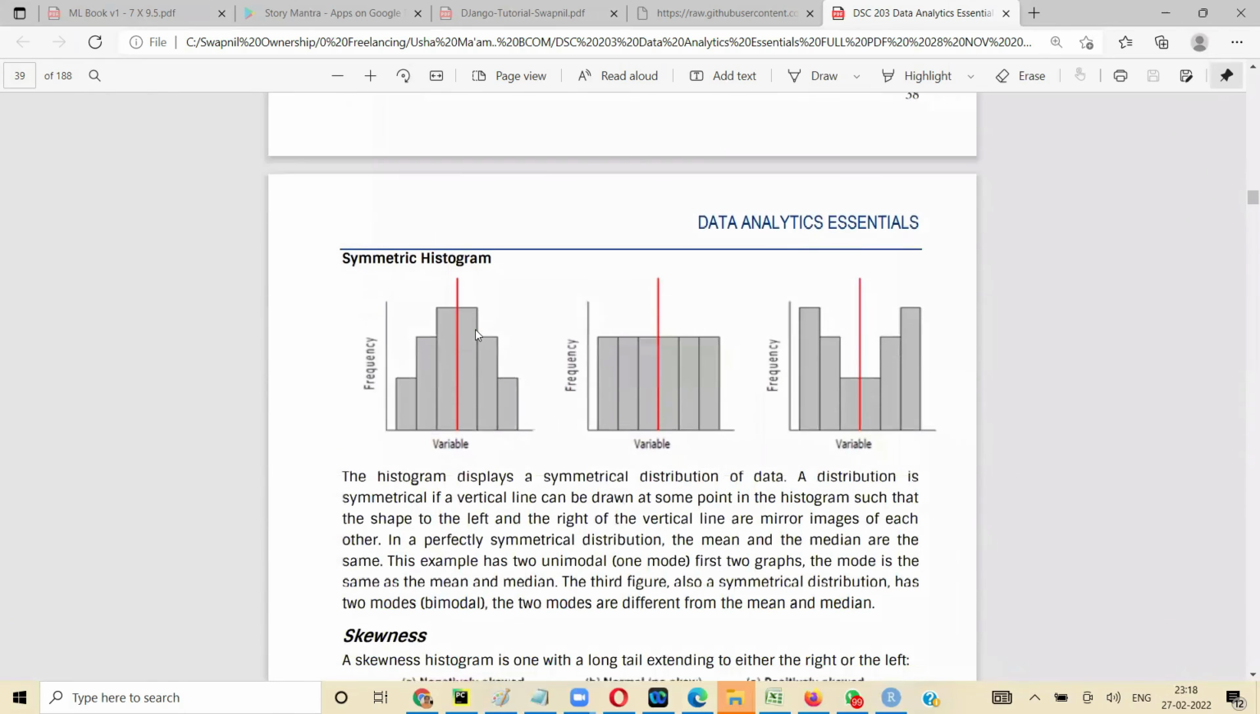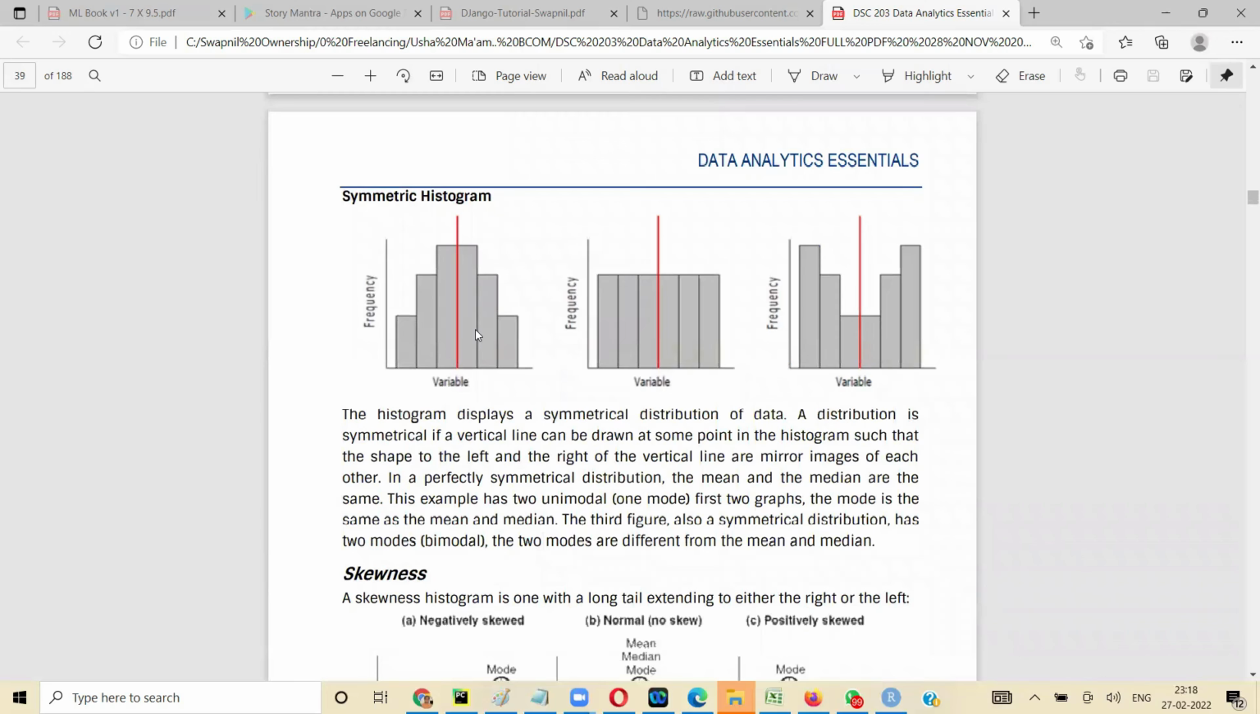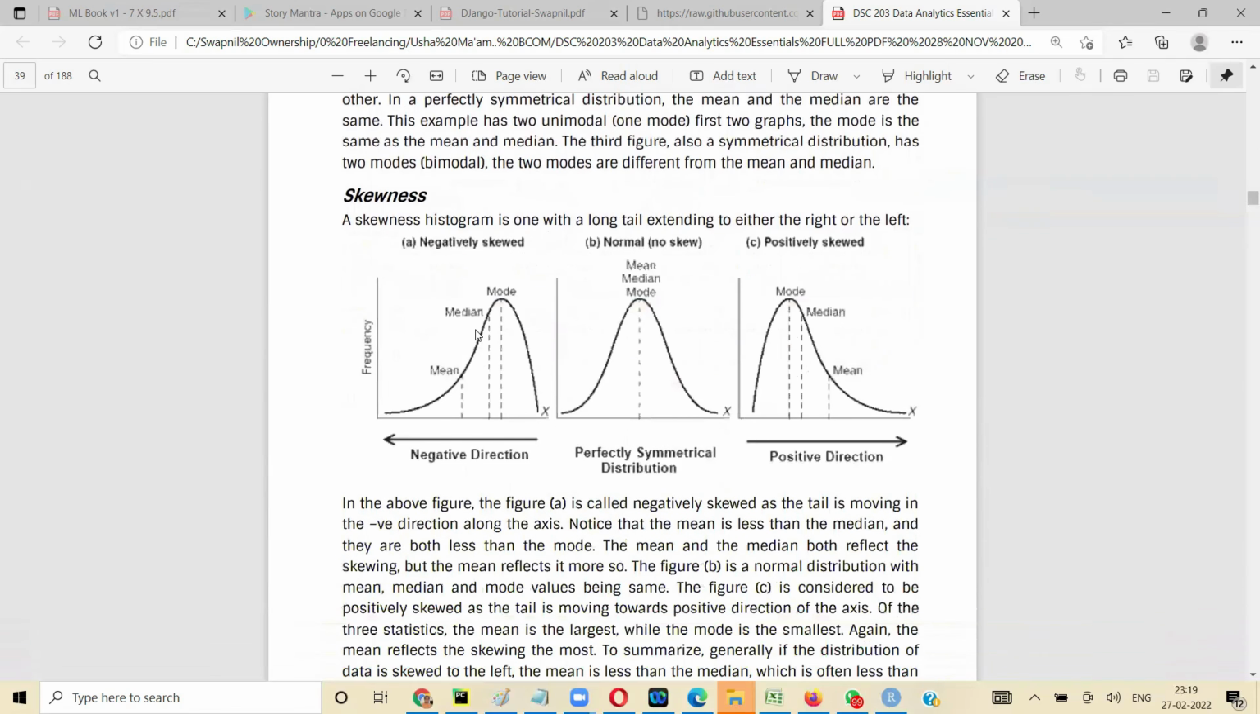So this is what I was talking about. These are all examples of symmetric histograms, non-skewed, mirror image. In such cases, if your histogram is coming like this, you can use mean to analyze. But if it is skewed, the center one is normal and the ones on the left side are skewed graphs. In such cases, median is the better option.